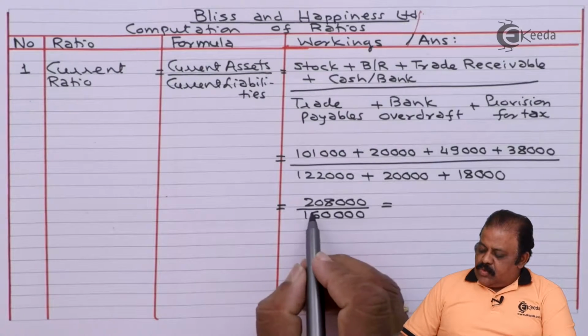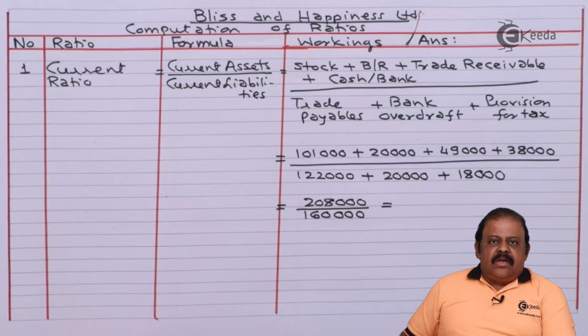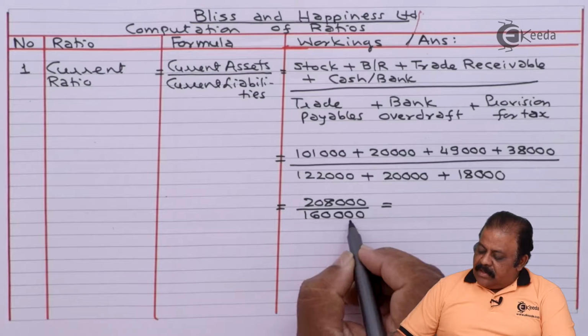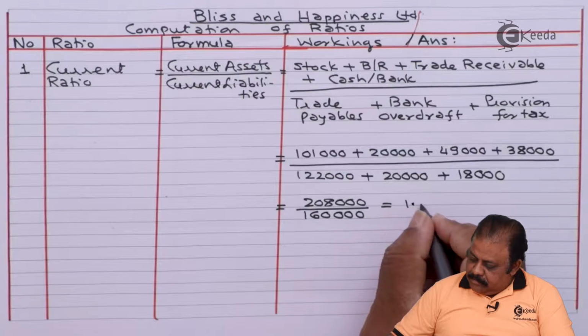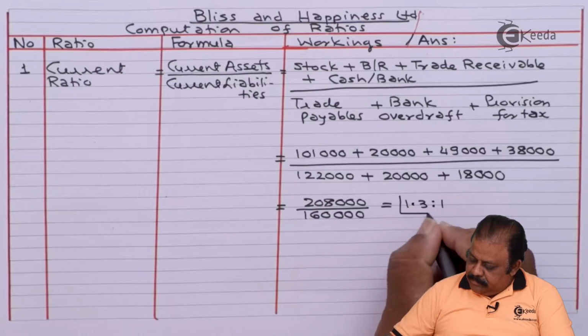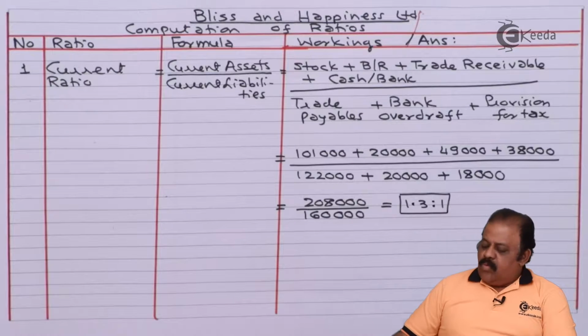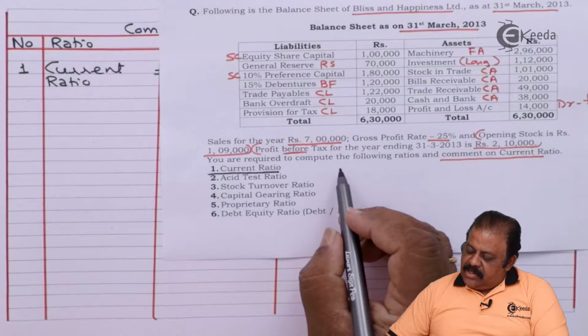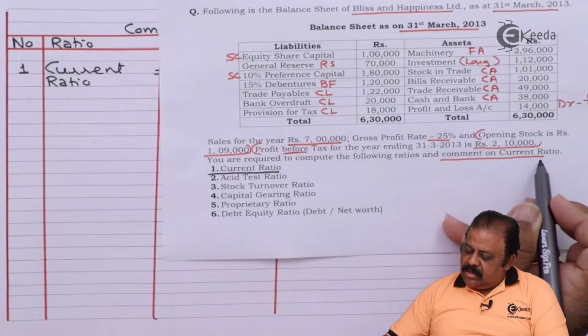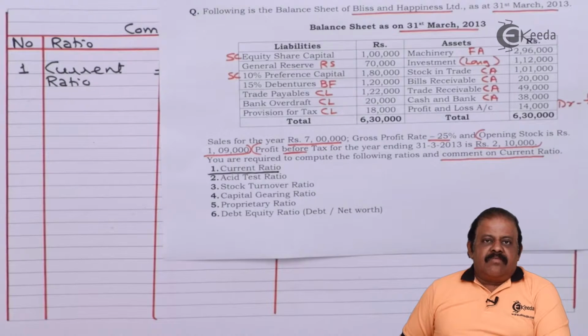Total current assets 2,08,000. Total current liabilities 1,60,000. Current assets divided by current liabilities, it is 1.3 is to 1. In the question they have clearly asked to comment on current ratio, which means we are required to also provide comments on current ratio.